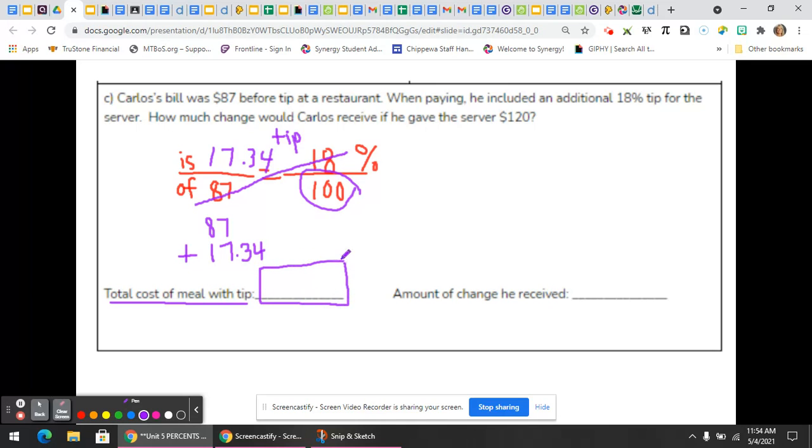Okay? Now, once you found that total, finish your question. How much change would Carlos receive if he gave the server $120? Well, Carlos gave the server $120, so you've got to take $120 minus this total right here that you just found. So whatever that total is, it's going to be over $100. Okay, you're going to find that total, and you're going to have to subtract that.